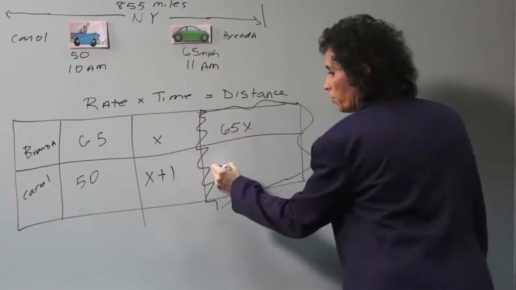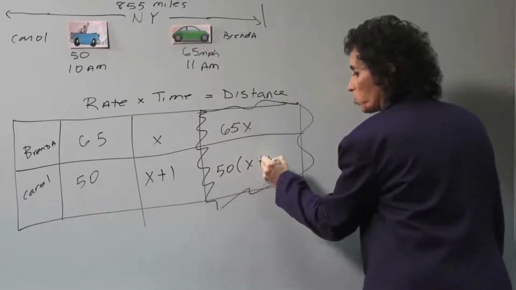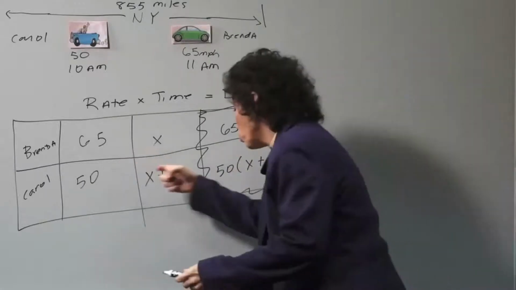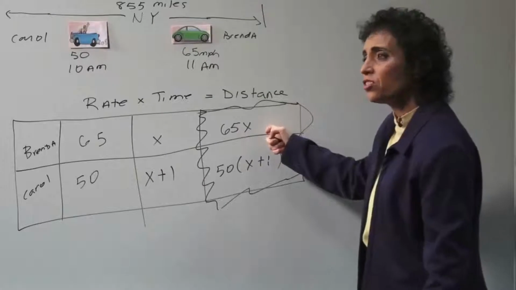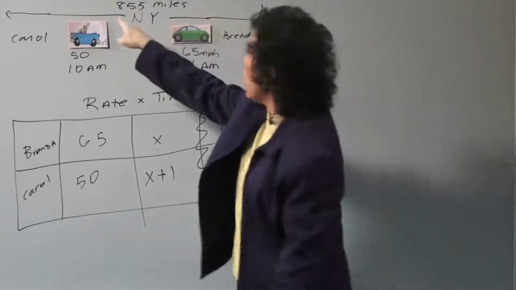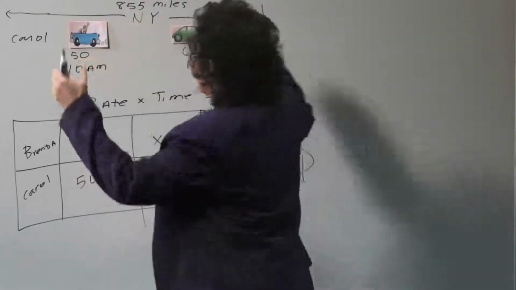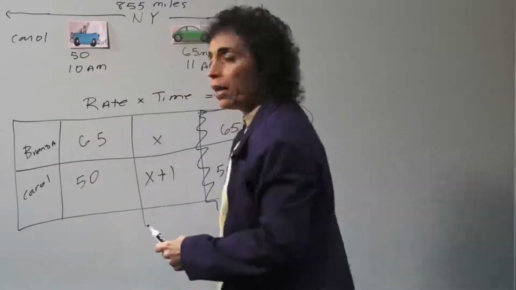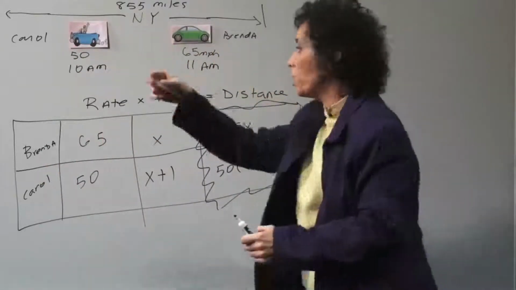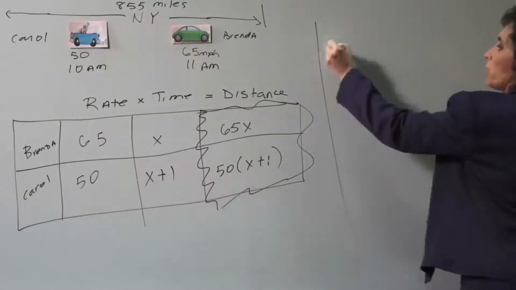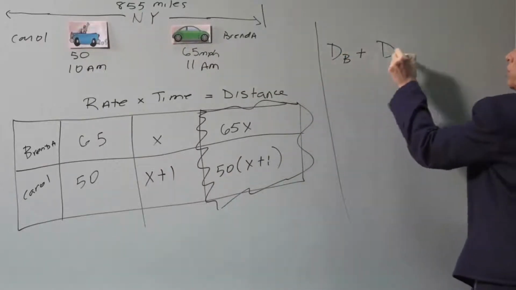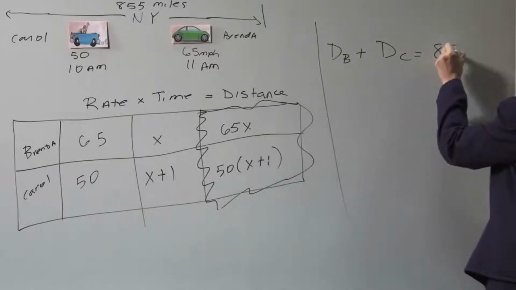65X. And this is 50 times the quantity, X plus 1. Remember, the squiggle tells me use the formula here. The squiggle also tells me I'm going to say something about distance in my equation. And I am. I know Carol and Brenda together is 855 miles, because we're going to travel that whole distance together. So the distance that Brenda drove plus the distance that Carol drove is 855.